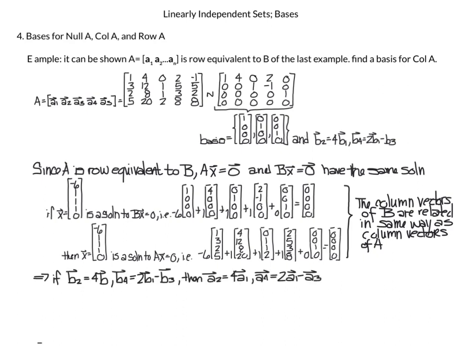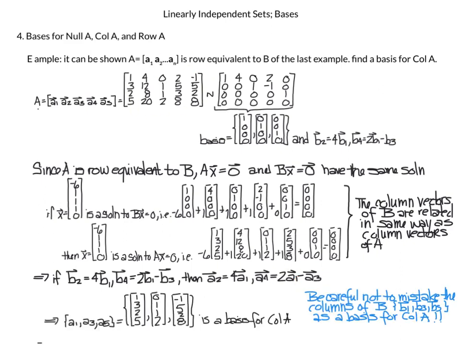That is, if B2 is equal to 4B1, which we had from when we were working our last example, and we also know that B4 is equal to 2B1 minus B3, that means that the corresponding vector A2 will be equal to 4A1, and you can verify that right here. And also A4 will be equal to 2A1 minus A3, and you can verify that as well. Which means that A1, A3, A5 will be a basis for the column space of A.